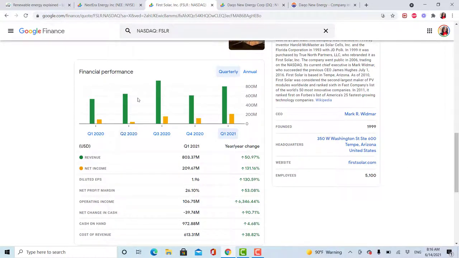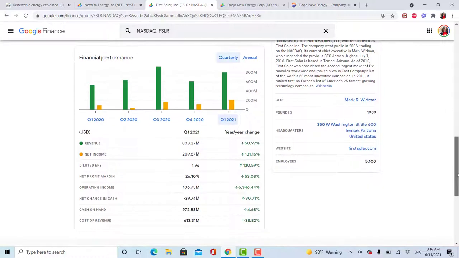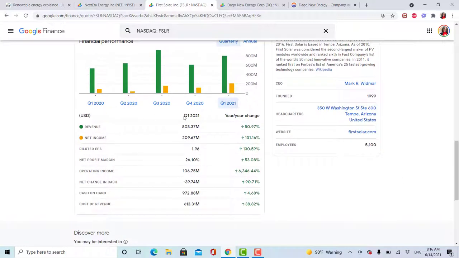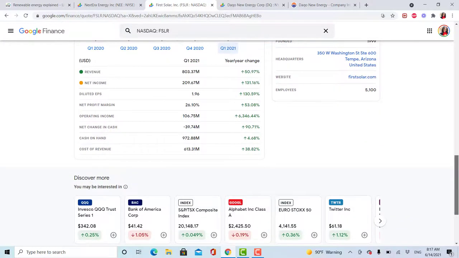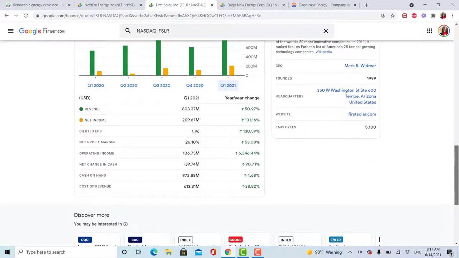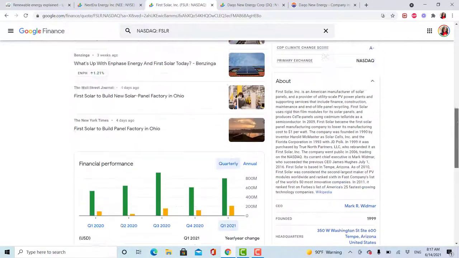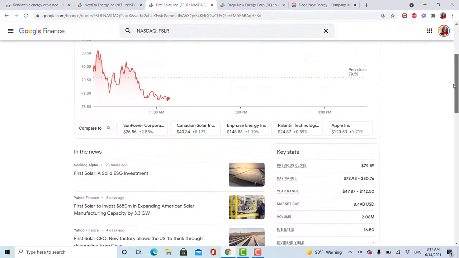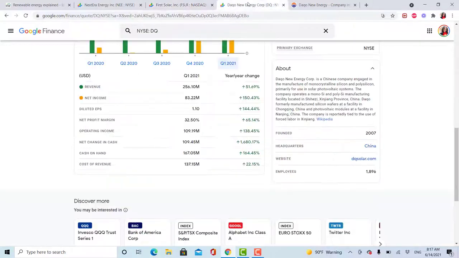Generally speaking of financial performance, I always go into their revenue and net income, and you can see all greens. Their revenue has been going up mostly, and up 50.97%. Net income is up 131.16%. Sometimes it's really hard to understand the detail of the financial performance, but I would generally look at the chart and the trend and the consistency, and I will just hold on to the share for years to come.